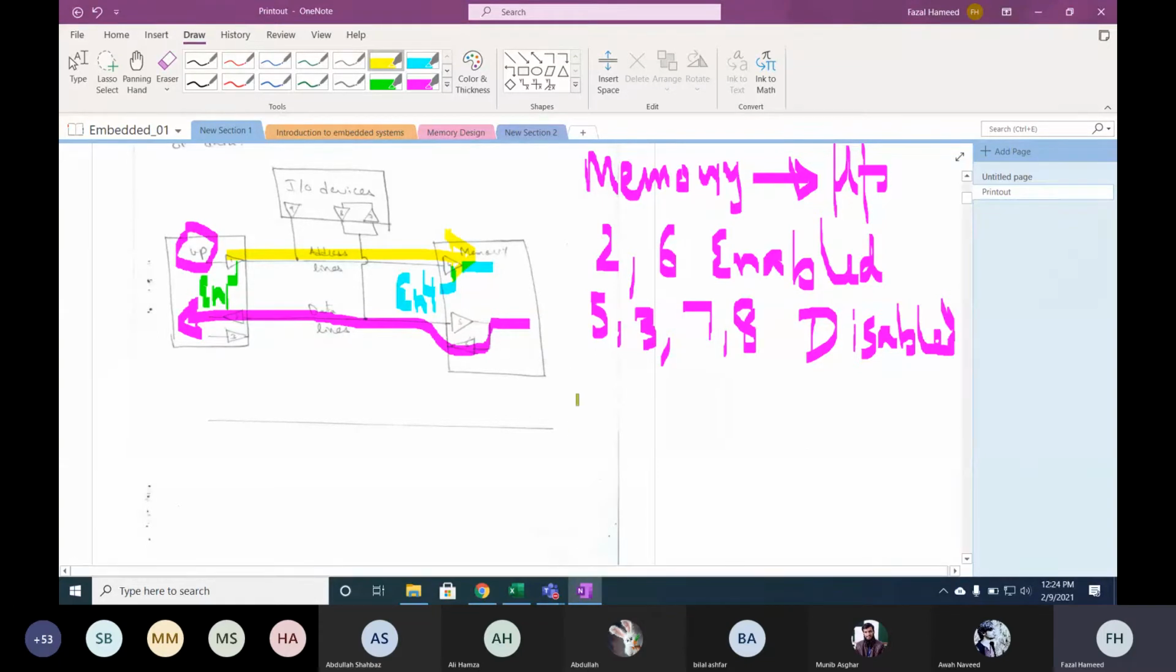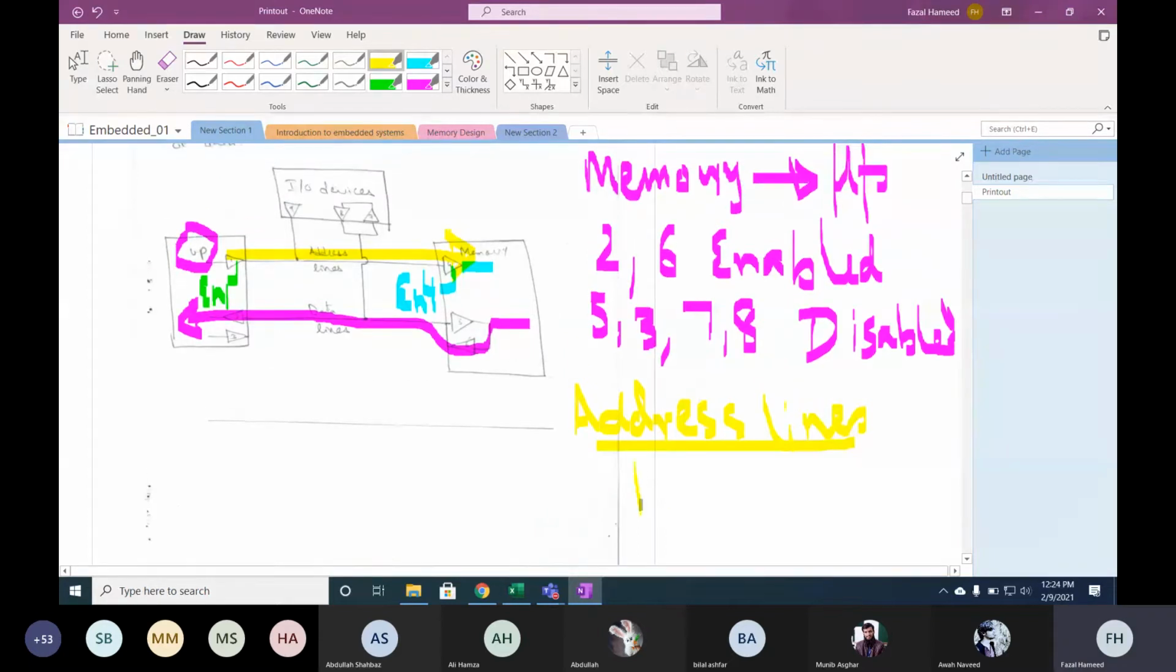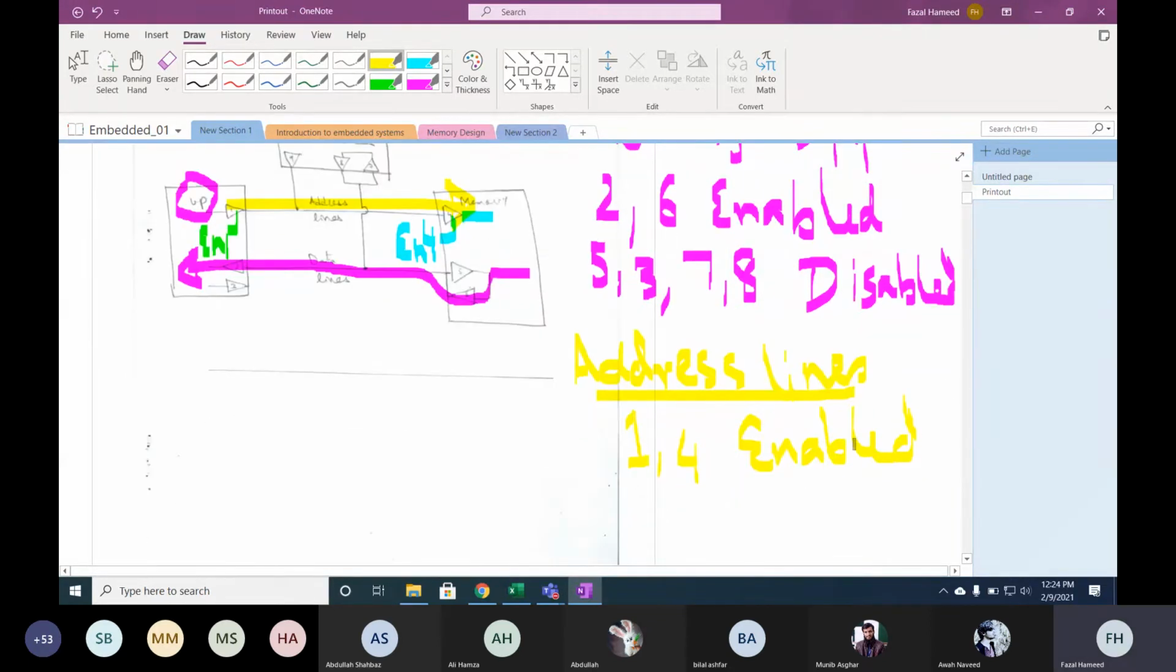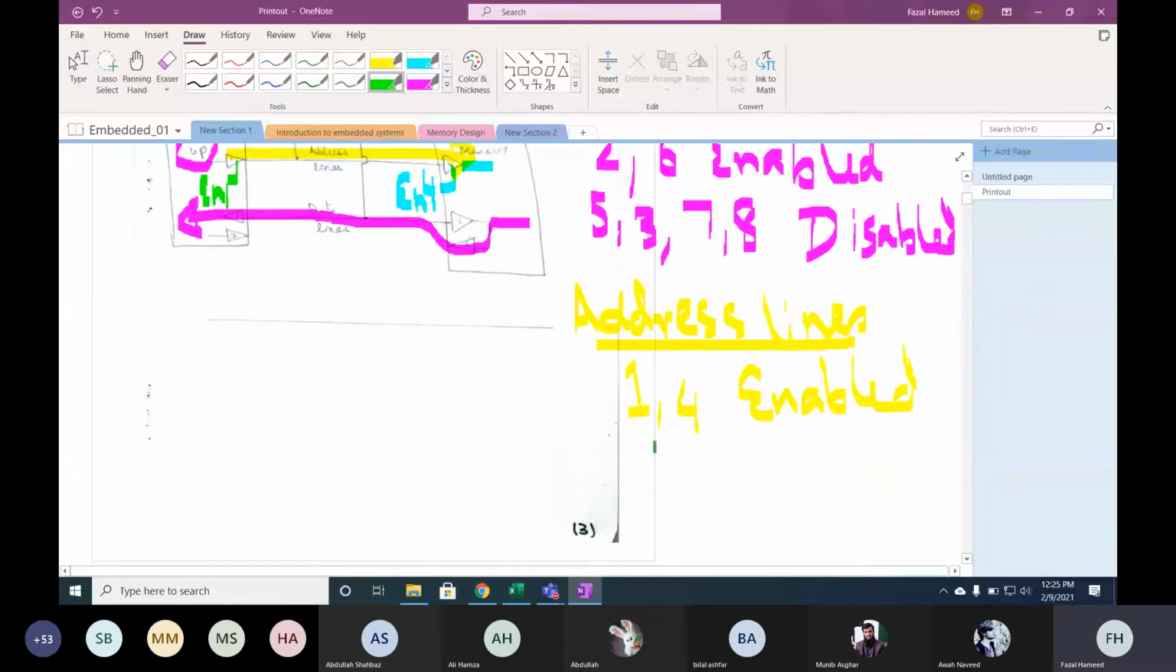Now we have the address lines. Which will be enabled? That is shown in yellow. 1 and 4 will be enabled. And which will be disabled? 7. No, it is 9. Actually, if you look here, it is 9. So 1 and 4 will be enabled and 9 will be disabled.